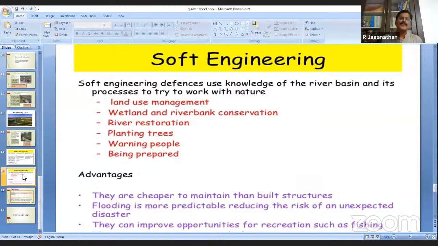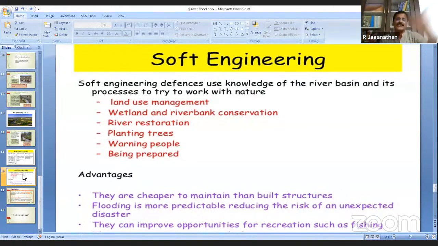So soft engineering, in conclusion, defenses use knowledge of the river basin and its processes to try to work with nature. Land use management is a very important one, because for sustainable land use management, we should not convert agricultural land into built-up area, or convert a riverine ecosystem or any water body into other types of land use. So proper sustainable land use management is very important here. Wetland and riverbank conservation, we have to give importance to that. We have a wetland authority in each state, and using wetland authorities, we can conserve the riverbank.